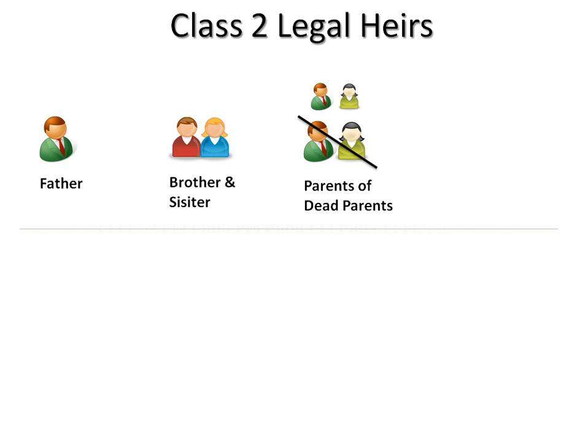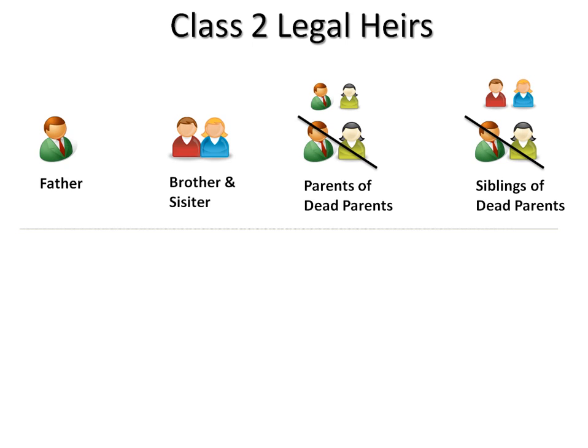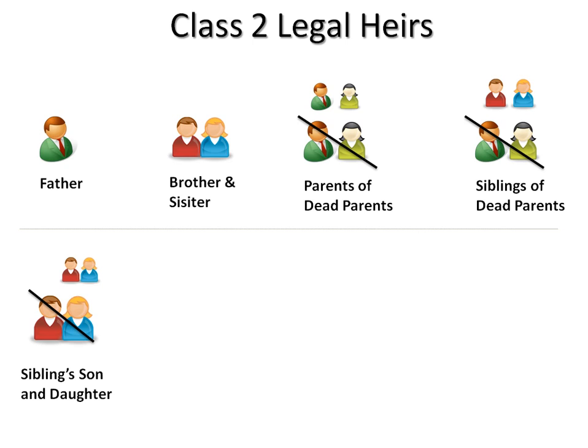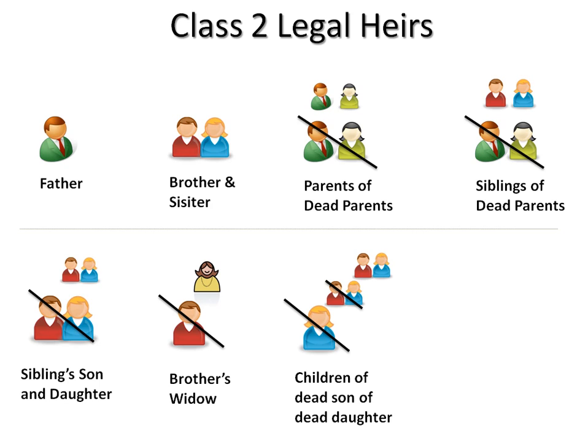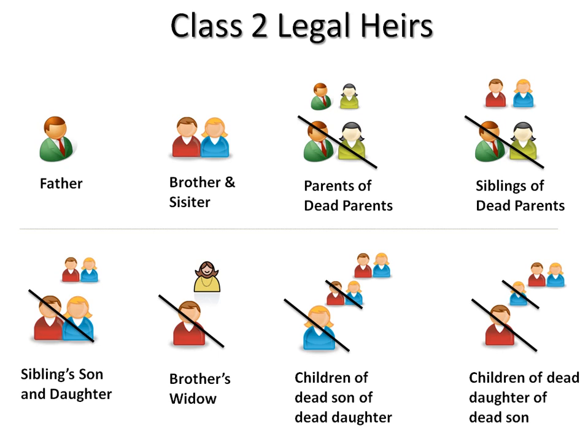Then let's move to class 2 legal heirs. If there is no one in class 1, only then class 2 comes into the picture. Father, brother and sister, parents of dead parents, siblings of dead parents, siblings' son and daughter, brother's widow, children of a dead son of a dead daughter. Understand this relationship properly. You can see the graph which clearly shows the children of a dead daughter, and then the children of a dead daughter of a dead son. These are the relationships which come into class 2 legal heirs.